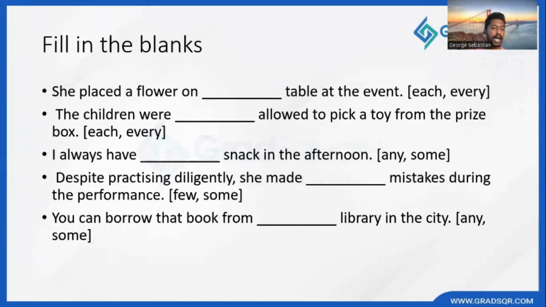Then we have the sentence, I always have dash snack in the afternoon. Then, despite practicing diligently, she made dash mistakes during the performance. Then, you can borrow that book from dash library in the city. So in these exercises, what you have to do is understand the context of the sentence and then choose the one which is most appropriate, right?